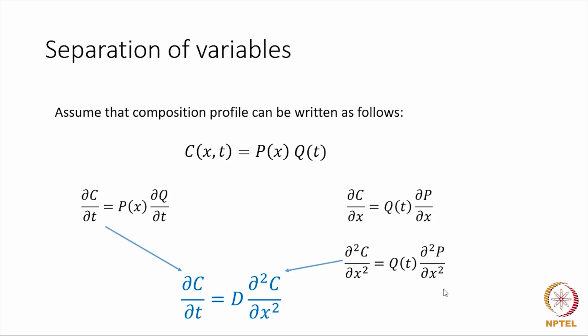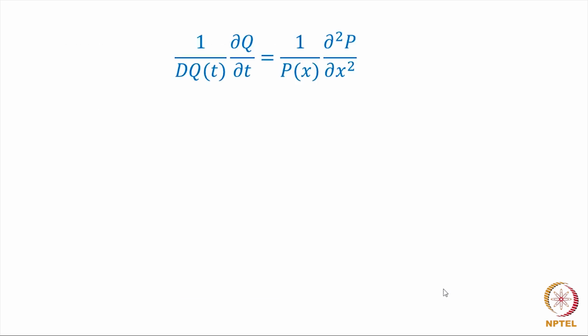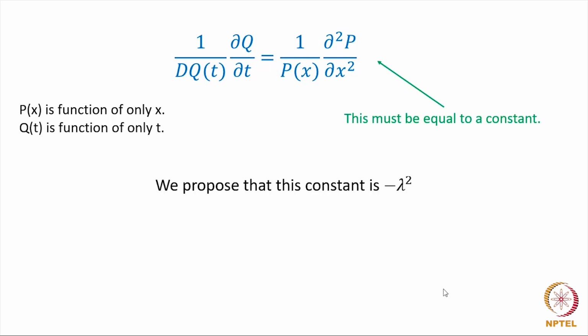And when we substitute these into the differential equation, we get this form where we see that by rearranging, on the left hand side you have got terms of only Q and time, and the right hand side we have got terms of only P and X, and there is a D there because it's there in the differential equation. And because we know that P is a function of only X and Q is a function of only T, these two terms cannot have either X or T in them. It should be only a constant. Okay, and that constant we choose to be minus lambda squared.